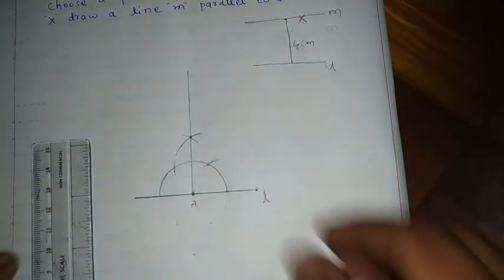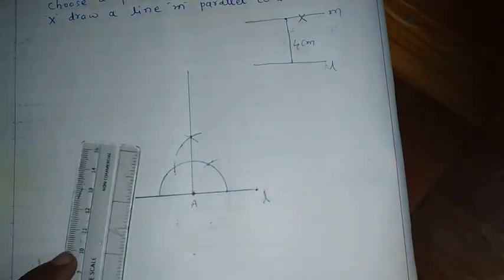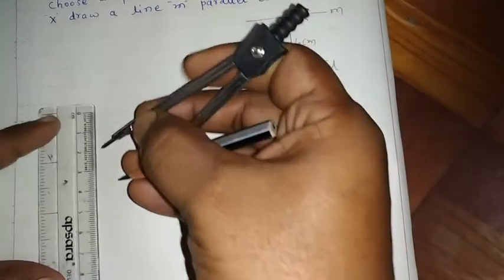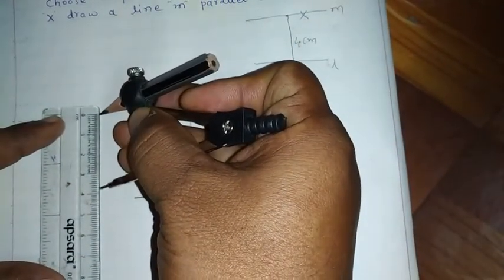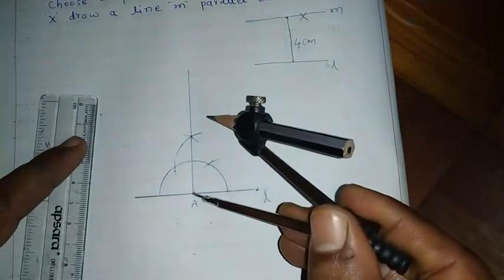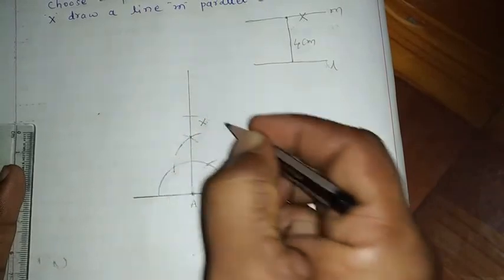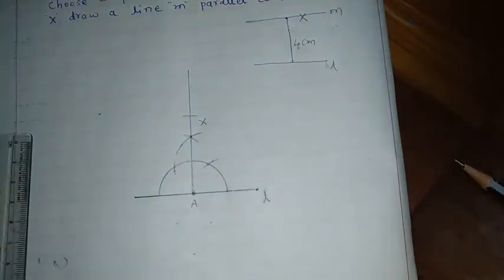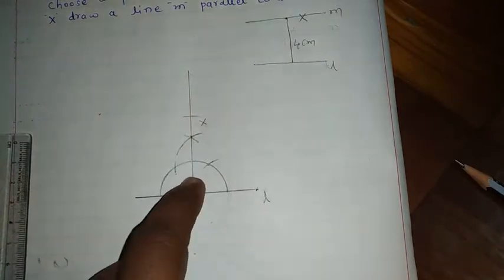And now we have to mark a point X on this line in such a way that it is 4 centimeter from this line L. Now take 4 centimeter in the compass. Keep the needle at A and mark here, and it is the point X. Now here we have to construct one more perpendicular like this, students.